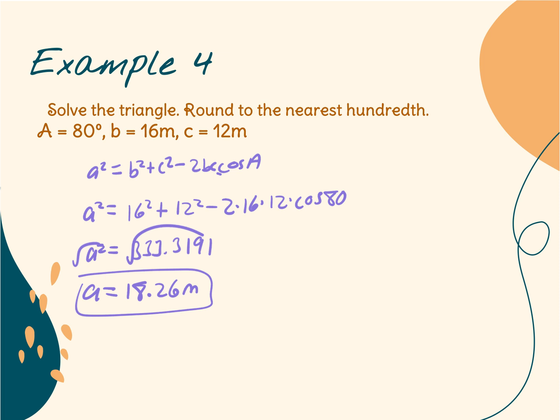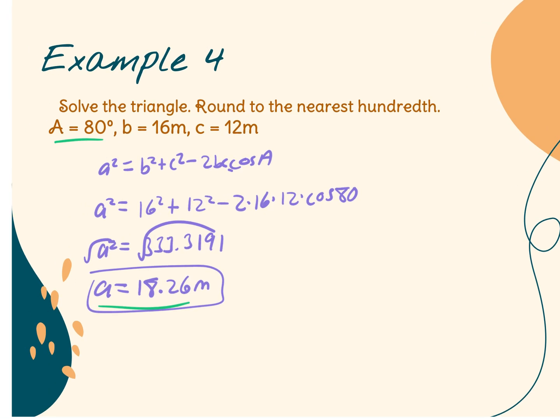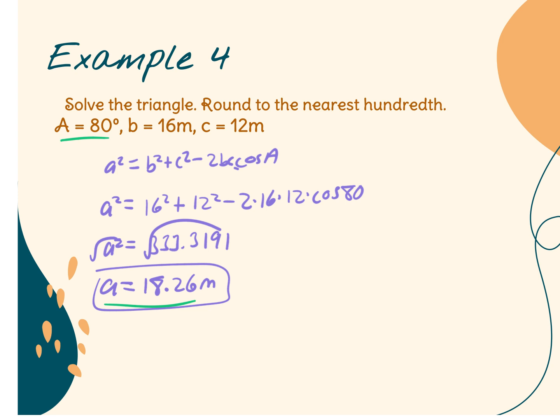So now that we have side A, that gets us part of our answer. We can now find our other angles, because now I have side A and angle A, which we can use law of sines for. Let's say I want to find angle B. I would use the version of law of sines that has sine of B on top. So I'm going to do sine of B over 16 equals sine of 80 over 18.26. Now I want to get sine of B by itself, so I'm going to do times 16 on both sides, cancel them out, and then do sine inverse on both sides.